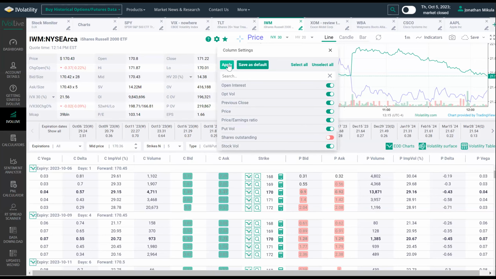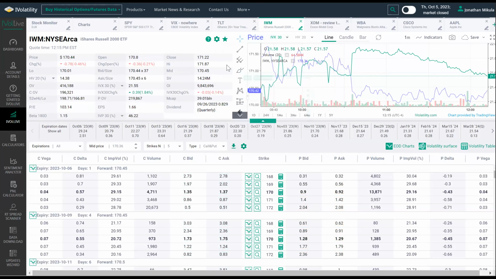From here, we either hit apply, which would apply to just this tab for the Russell 2000, or we could do save as default, which means anytime we pull up a new tab, all of those fields would populate, right? So just go ahead and hit apply for now.